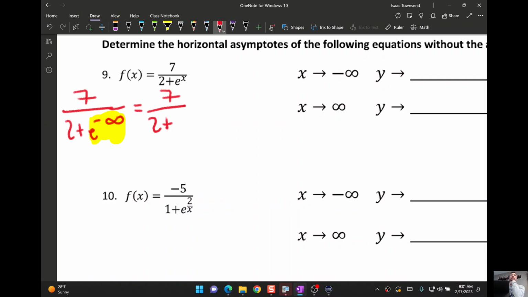This is one of the 3 things that I had suggested you memorize. This is the third one. Remember, e is just a number. All of this just goes to 0. So if you have that one memorized and you're looking to apply those, then the hard part's over now. Now you know your denominator's heading to 2, which means your fraction's heading to 7/2.